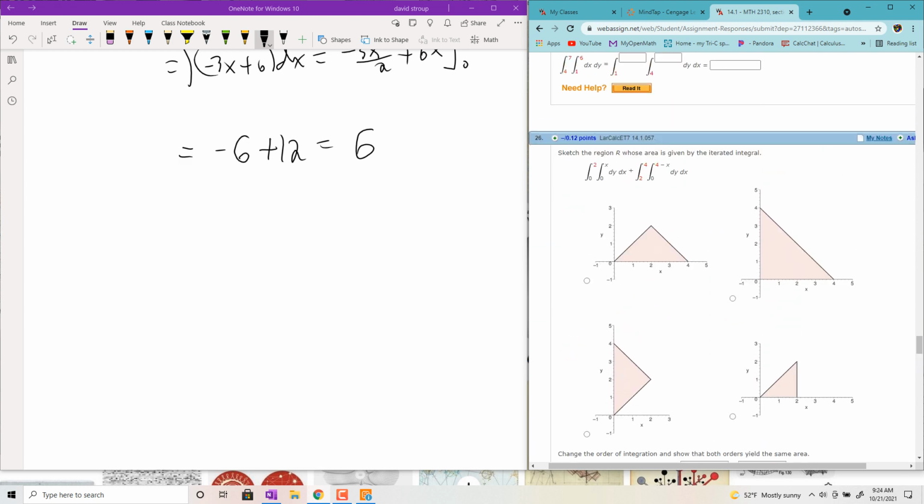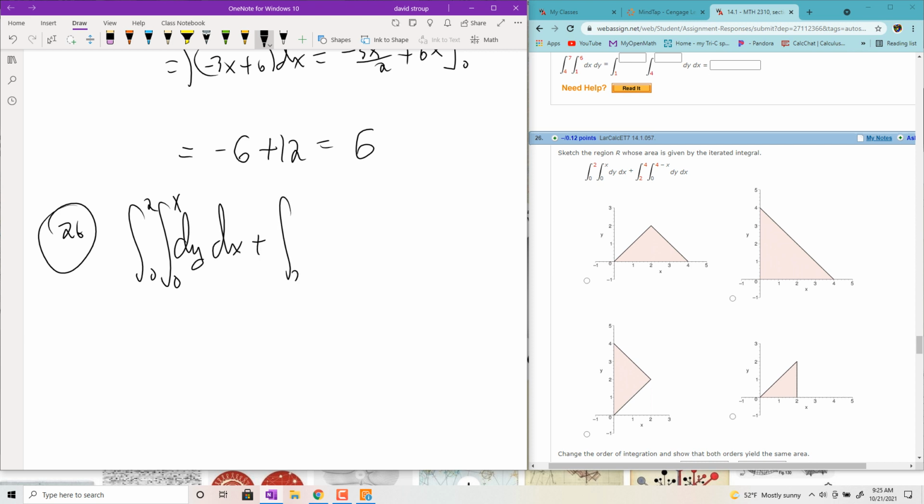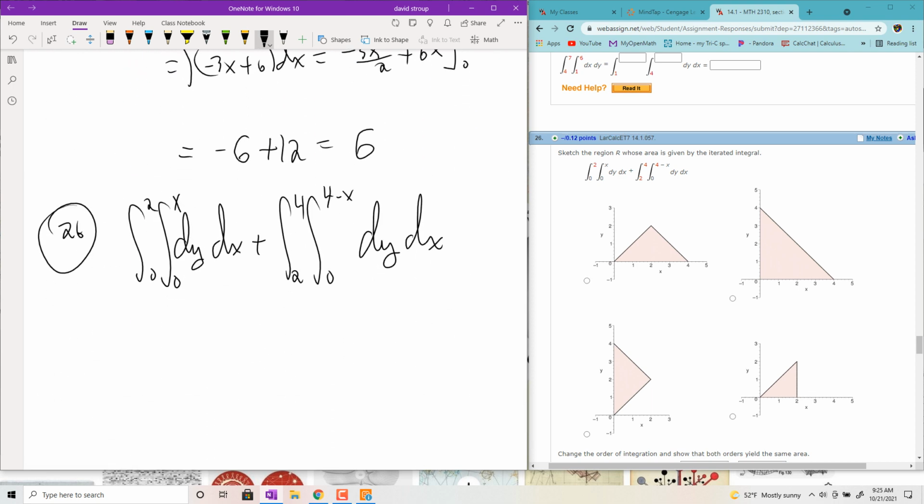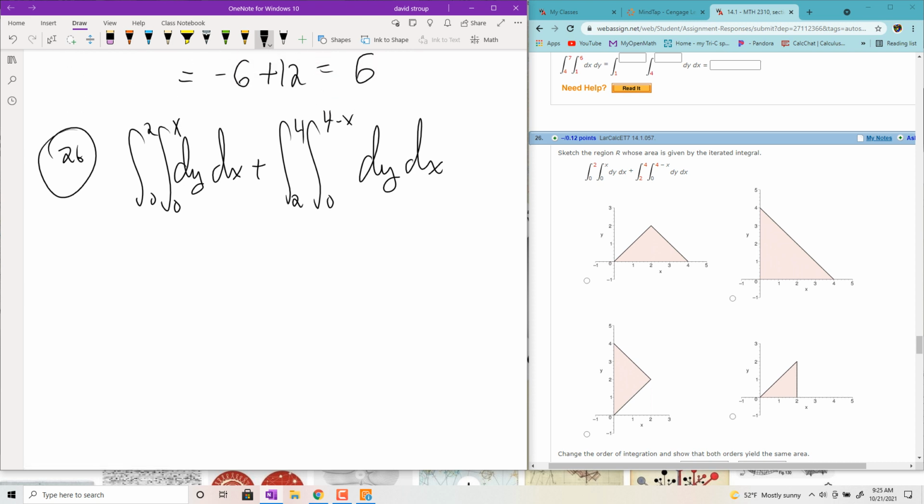So number 26, I have the integral from 0 to 2, and the integral from 0 to x, dy dx, plus the integral from 2 to 4, the integral from 0 to 4 minus x, dy dx. Okay, so the first thing that's different about this problem is we need to draw the area based off of the integrals.